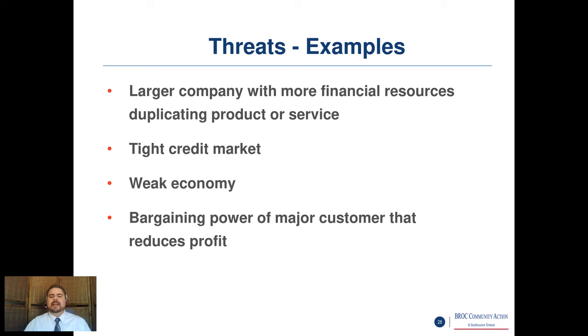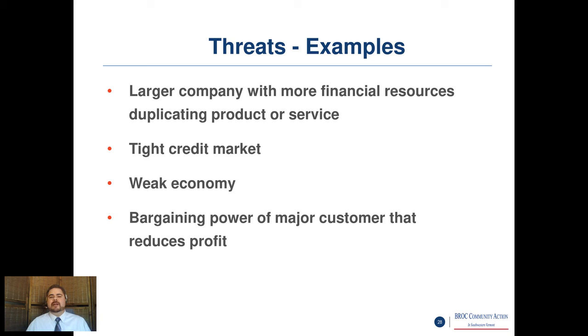Larger company with more financial resources, duplicating product or service. So this happens all the time. Large companies will let small and micro businesses start a product. We are the proverbial think tanks of the business world. It's only when we start to grow to become a threat and income starts coming in that larger companies will look, how are they doing that? Why are they being so successful? And try to imitate that.